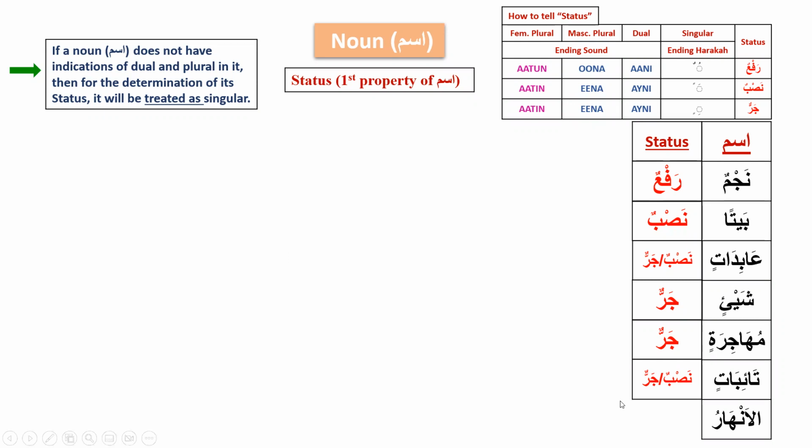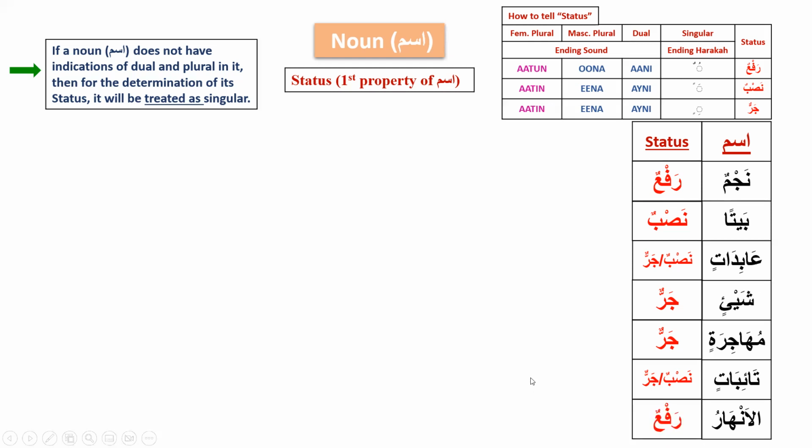Brother Mia Hamid. Al-Anharu. Do you see sign of dual? No. Sign of masculine plural? No. Do you see sign of feminine plural? No. So we will treat it as if it is a singular. So what is the status then? I will say rafa. Rafa, very good.